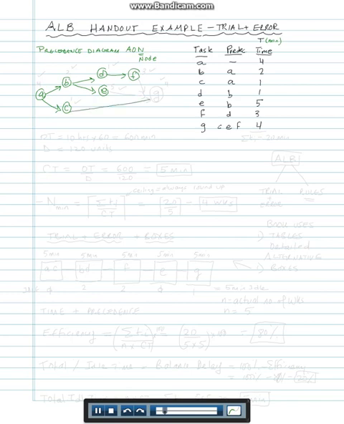So we extend lines to show the predecessor. All these three have to be completed before we can do G. It's also good to put the times on top of the nodes. So A takes 4 minutes, B takes 2, C takes 1, D takes 1, E is 5, F is 3, and G is 4. So this is called a precedence diagram for this problem.